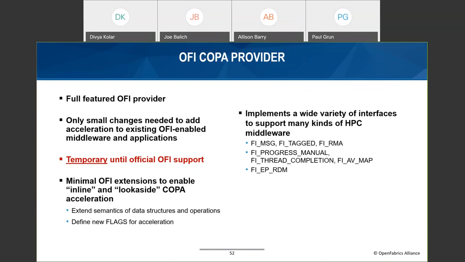One of the key messages here is that there were no new OFI functions added to this work. Everything was based on existing fields. Everything uses the existing flags or some of the parameters, and all we did was extend the semantics to support this inline and lookaside acceleration model. And as part of it, we did define some new flags, but that again can be overlaid as part of the existing flags.